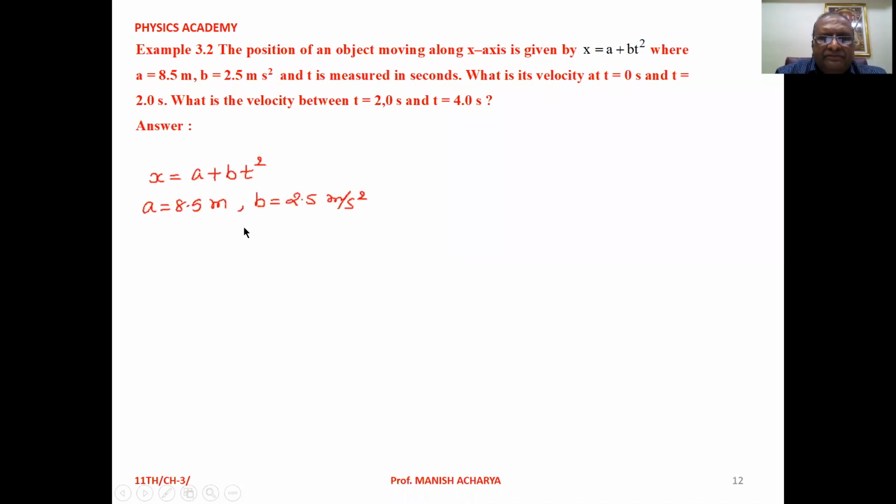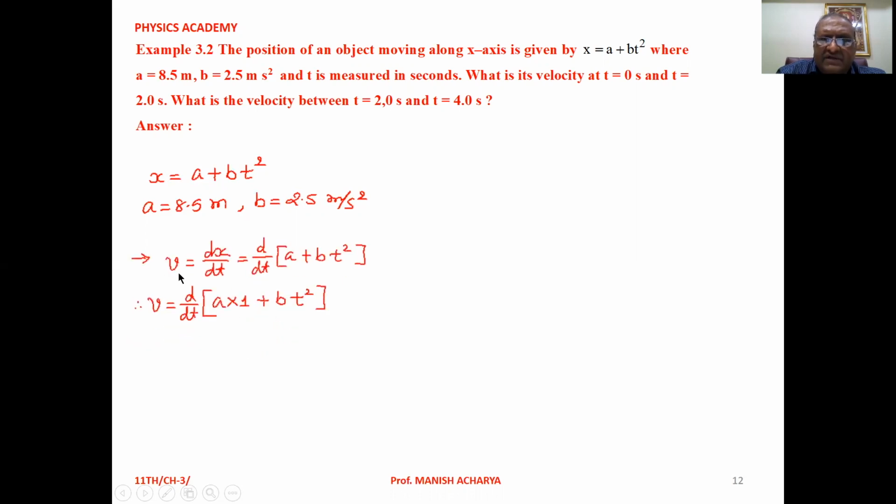Now see, here it is given to you x equal to a plus bt square, means the relationship between x and t is given to you. a and b are constants and values of these constants are given to you. Now here see b is 2.5 meter per second square, a is 8.5 meter.